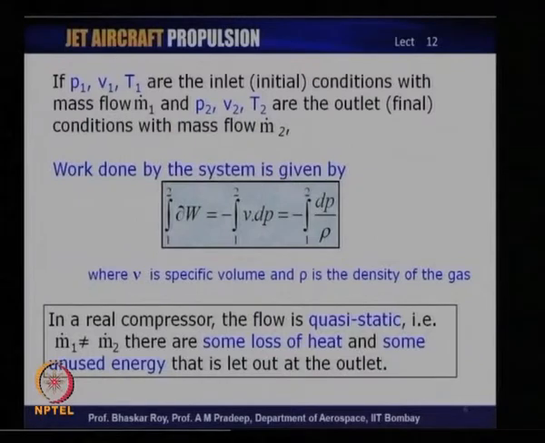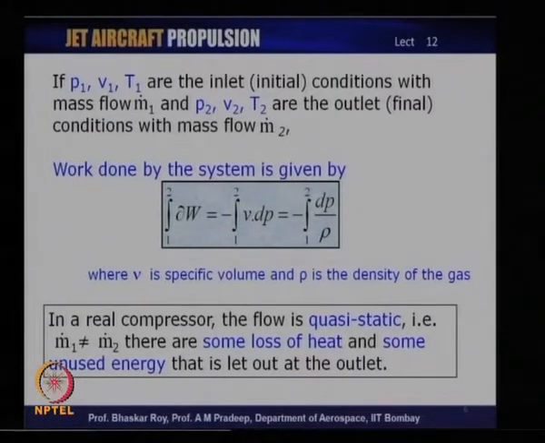If we say that P1, V1 and T1 are the inlet or the initial conditions with which the mass flow of m dot 1 is coming in, and P2, V2 and T2 are the exit or final conditions with a mass flow of m dot 2, the work done by the system is given by the integral from 1 to 2 of dou w, that is the work done, which would be equal to minus the integral from 1 to 2 of V dp, which we can also write down as minus the integral from 1 to 2 of dp by rho.